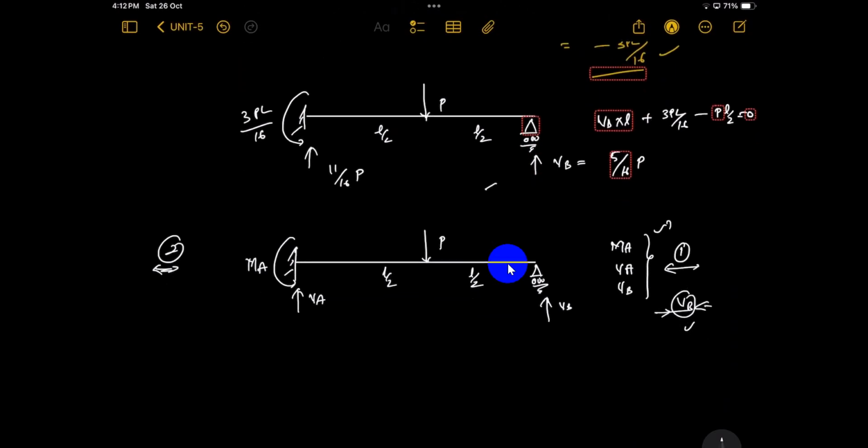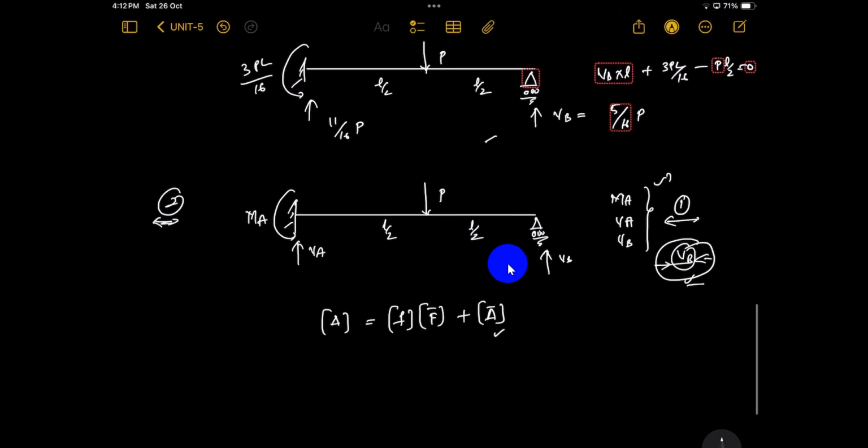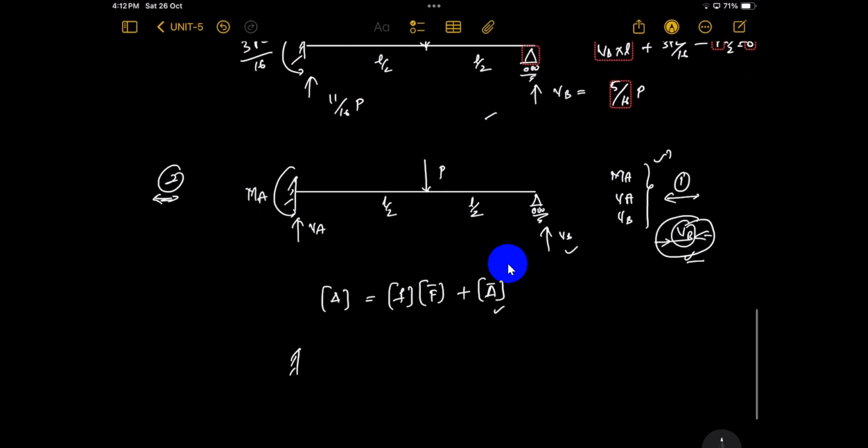flexibility matrix equation: final displacements is equal to the flexibility matrix multiplied with force plus free displacement. Are you understood? So what is the free displacement? Now you can consider it. Vb is the static indeterminate reaction, so first release it. How can you release it? Release that support.